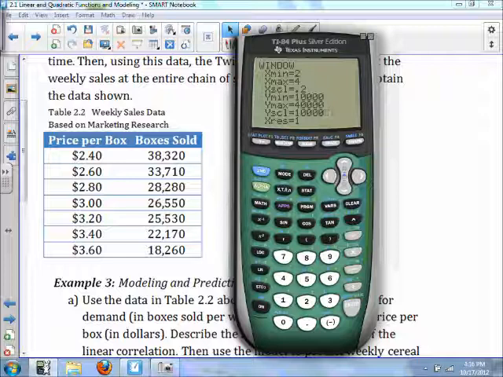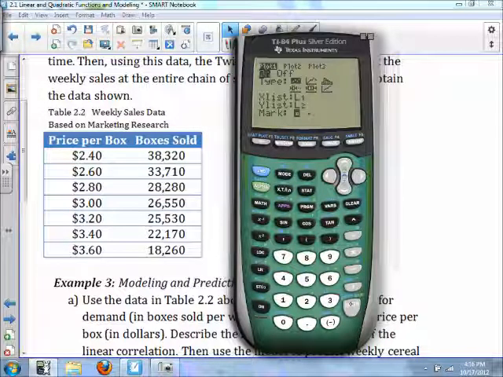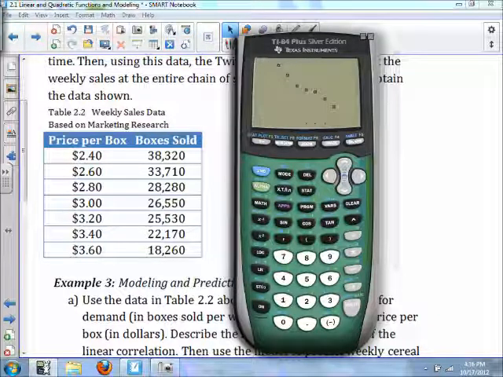Once we do that, we want to press second Y equals. We're going to turn on plot 1. Then we can graph it. What type of linear correlation does this do? Well, it almost looks like it's a strong negative correlation because it looks like a line going down.